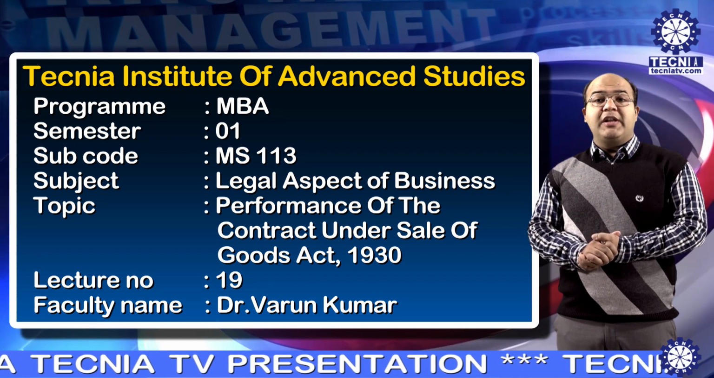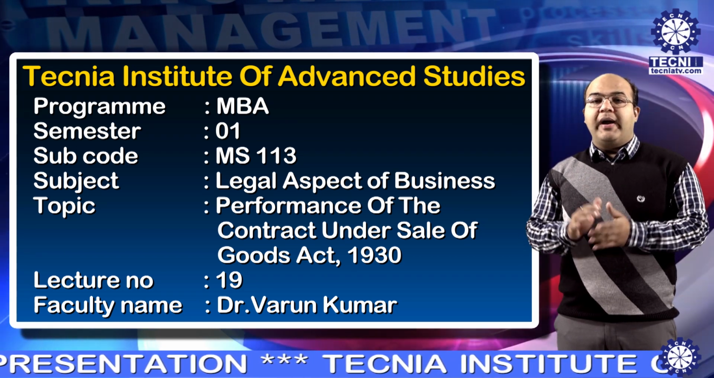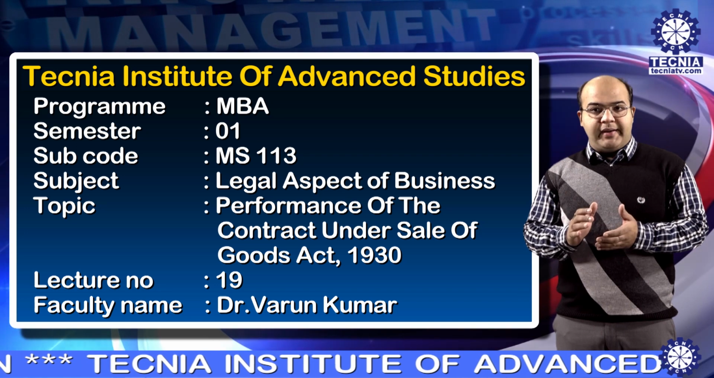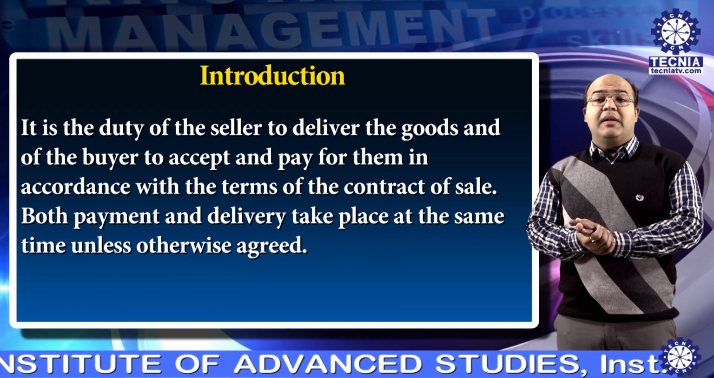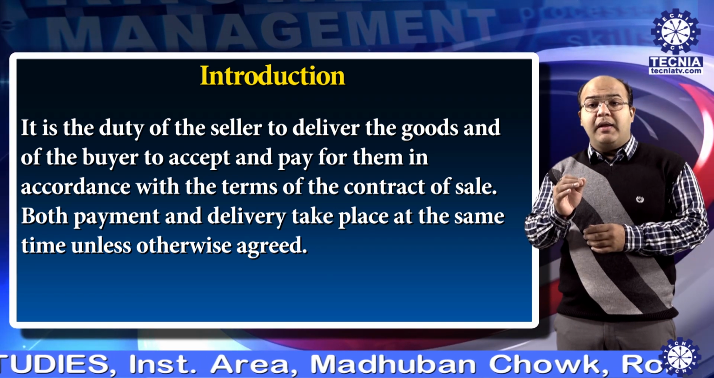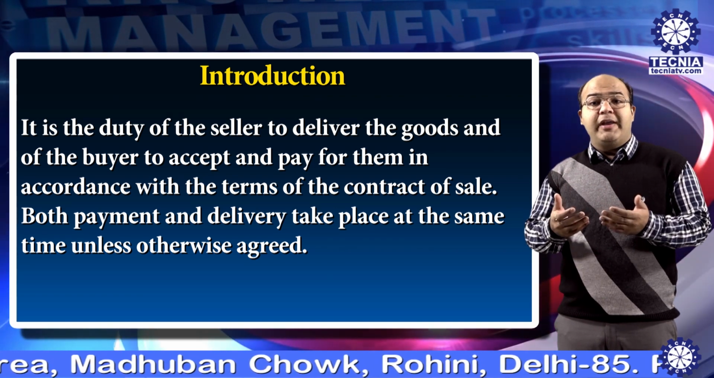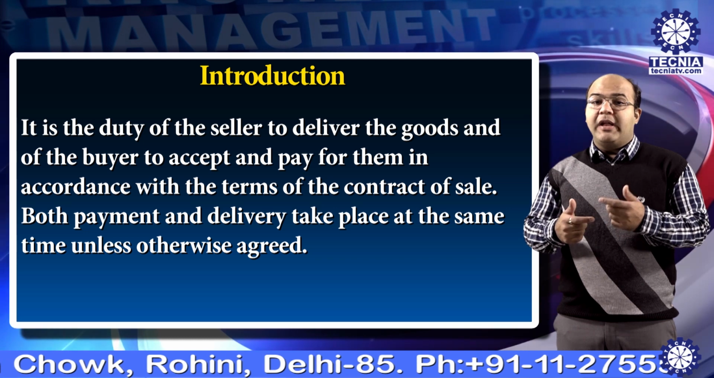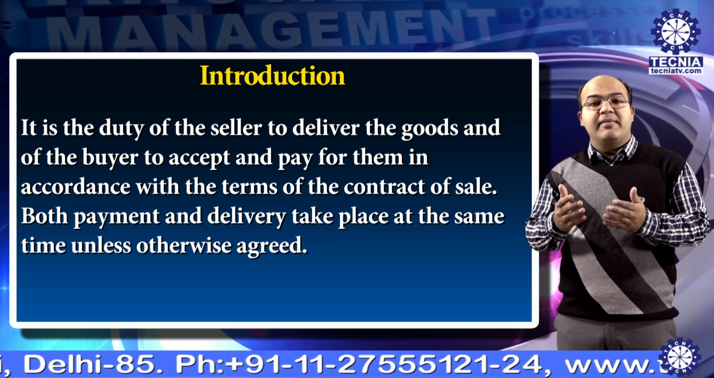Today I am going to deliver a lecture on performance of the contract under the Sale of Goods Act 1930. Firstly, we will discuss the duties of seller and buyer. It is the duty of the seller to deliver the goods and of the buyer to accept and pay for them in accordance with the terms of the contract of sale.